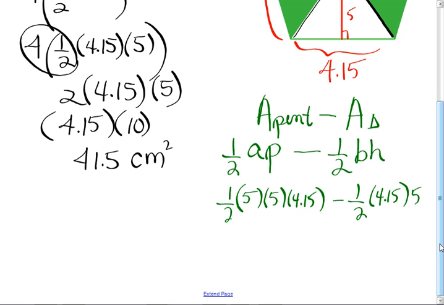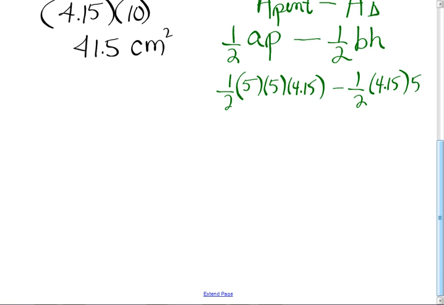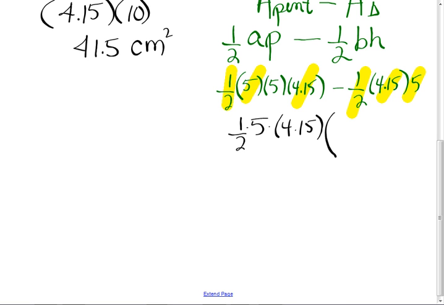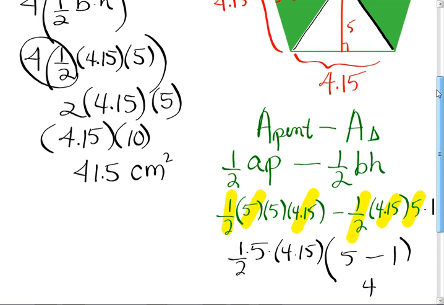And you know what? I get this. It's the same formula. If you look at it carefully, it's the same formula because I have common factors that I could factor out: a 1/2, a 5, and a 4.15. If I take those out, I get 1/2 times 5 times 4.15, and when I cover those up, greatest common factor, I'm left with 5 minus 1. That's the 4 that I have over in this part of the problem. So it doesn't matter. They're both the same.